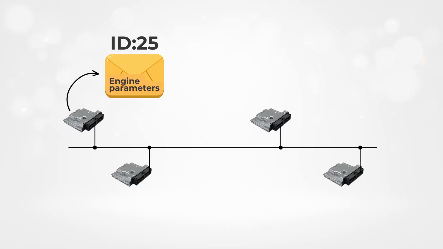The ID field is the numerical identifier of the message. For example, let's assume a frame containing engine parameters will have identifier 25. This number will be assigned only and exclusively to this type of message, transmitted cyclically by that particular device. No other frame on the bus can have the same ID number.